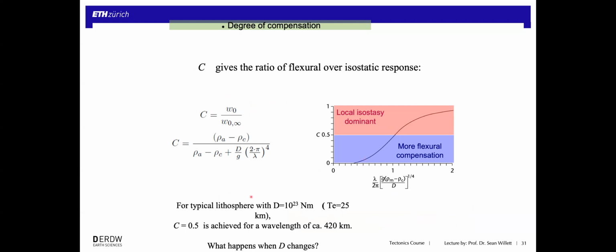Right. And just to give you an idea, this is the kind of thing you should take home and think about. For a typical lithosphere with a flexural rigidity, there are my units finally, Newton meters, 10 to the 23rd Newton meters. That corresponds to about a 25-kilometer elastic thickness. The C here of 0.5 is achieved for a wavelength of about 400 kilometers. So if topography is loading with a wavelength of 1,000 kilometers, it's going to be locally compensated.